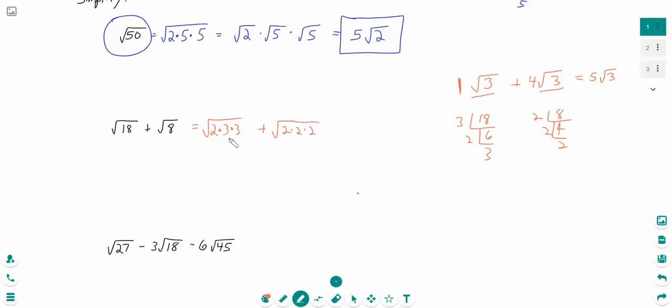And now I can separate these factors into their own roots. So I end up with the square root of 2, and I'm making more steps here than I need to.